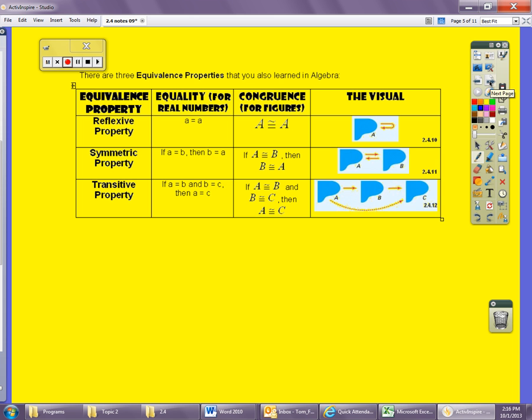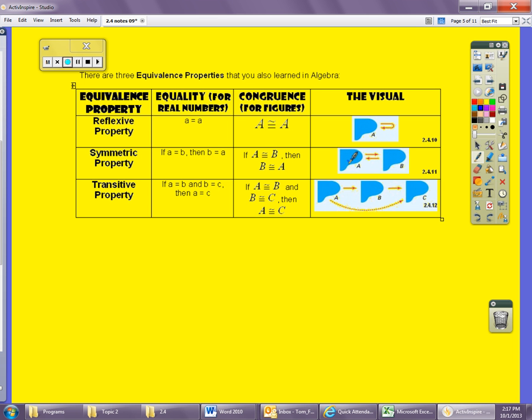The next three properties, it's all given there. The reflexive property just says if a equals a, then it's reflexive. So we have our congruencies: a is congruent to a. This figure has to be congruent to itself. The symmetric property: if a equals b, then b also equals a. So if a is congruent to b, then b is congruent to a. So if a is congruent to this figure, that just means this figure is congruent to this figure.